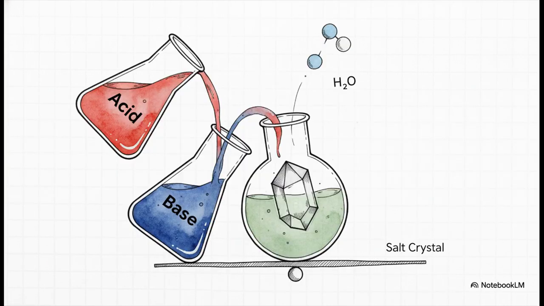And finally, our seventh type is neutralization. Now, this is actually a special, very important kind of double displacement reaction. When you mix an acid with a base, they react to neutralize each other's effects. And the products are always the same: a salt and good old water. This is exactly how an antacid tablet calms the acid in your stomach.